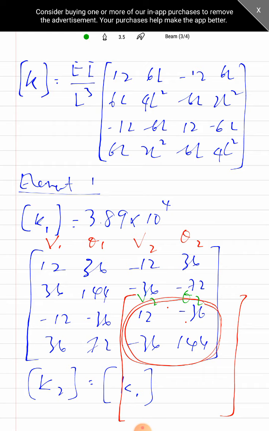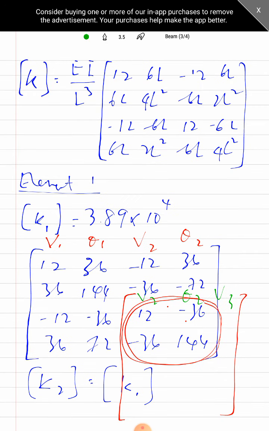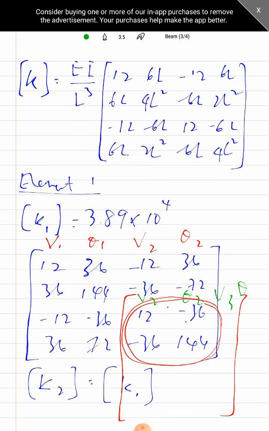V2, theta 2, V3, theta 3. Okay, so I think by now you already master this superposition. So you just need to add these two, because it's exactly the same.